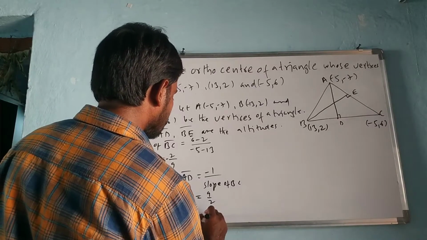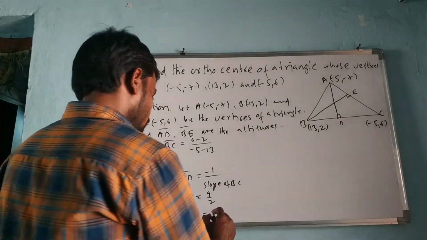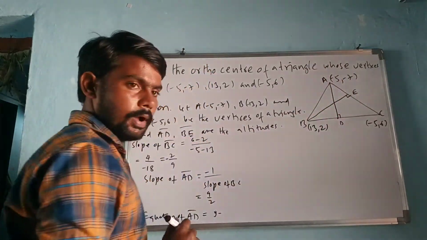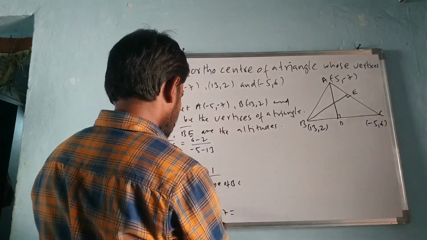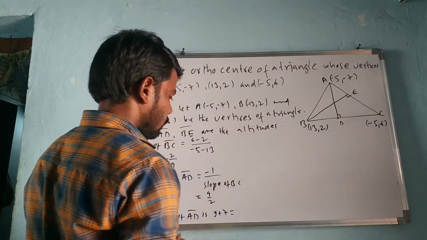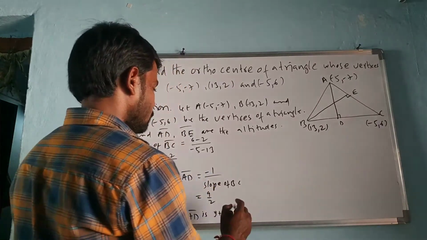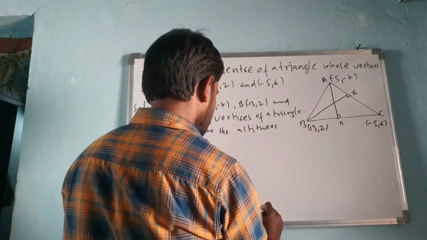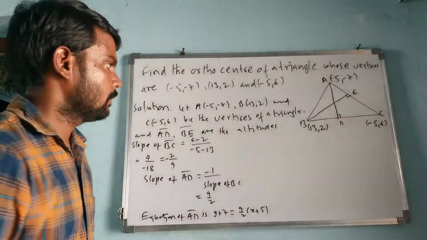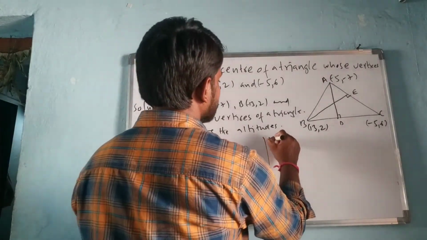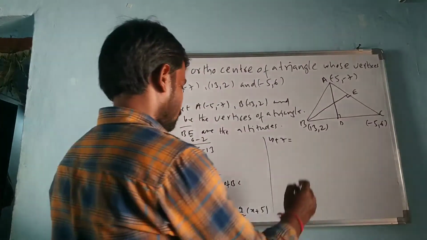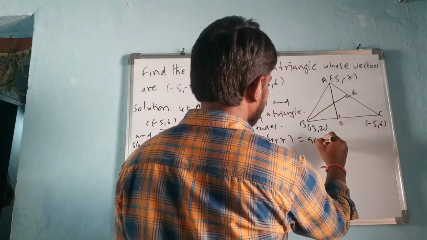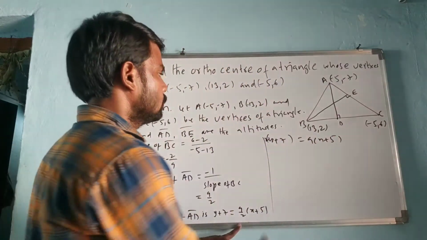The equation of AD, using the point-slope form, is y minus y1, which is y plus 7, equal to the slope 9 by 2 times x minus x1, where x1 is minus 5, so that becomes x plus 5. Simplified, 2 into y plus 7 is equal to 9 into x plus 5.